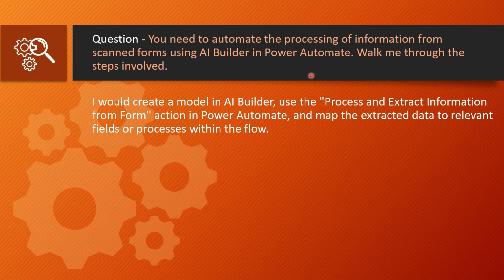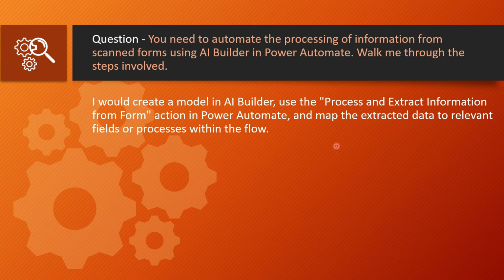You can use the Power Automate AI Builder capability here. Firstly, you need to create a model and use the Process and extract information from forms action in Power Automate. This action is very important. After that, you can map the extracted data to relevant fields or process it within the flow.